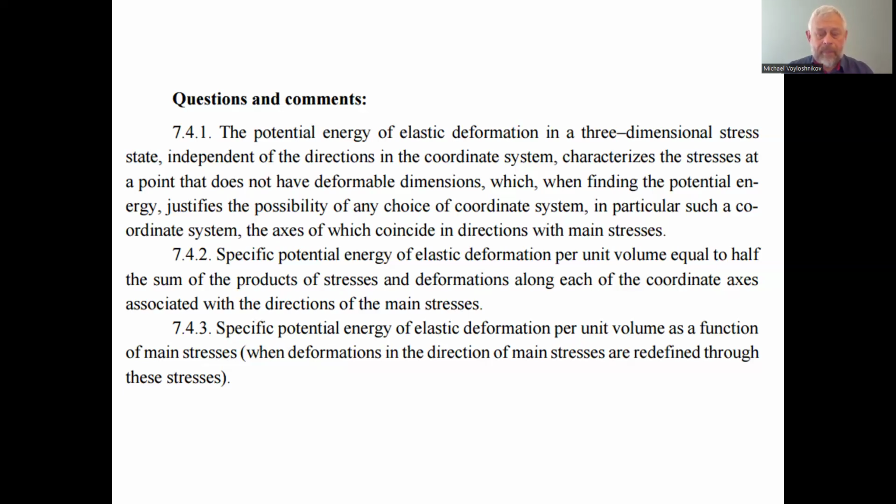magnitudes by equating the energies of deformation obtained by the action of the shearing stresses and by the action of the main normal stresses.